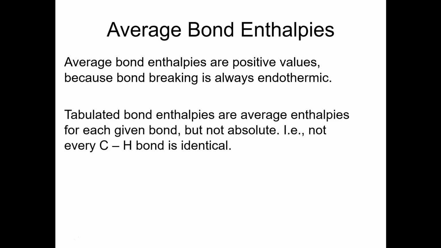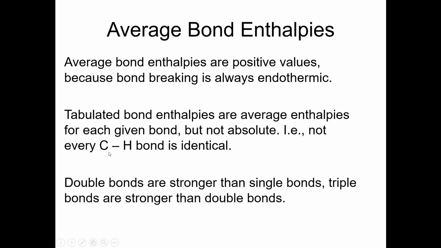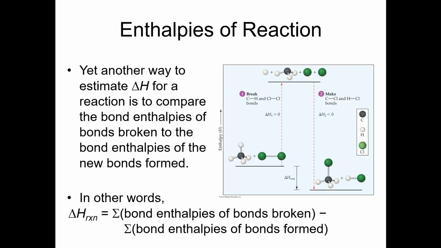An important thing to recognize is that these tabulated bond enthalpies are average enthalpies for each given bond, but not exact. And that's because not every CH bond is identical. You can have a CH bond in an infinite number of compounds. And so these are average bond enthalpies. And then just as we were saying, double bonds are stronger than single bonds, triple bonds are stronger than double bonds, etc. Well, there is no etc. That's just what it is.